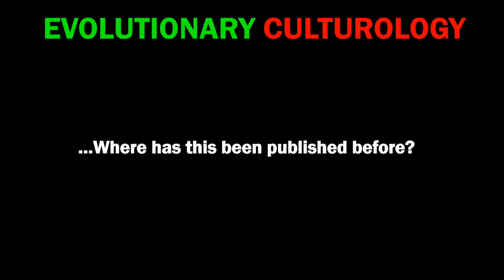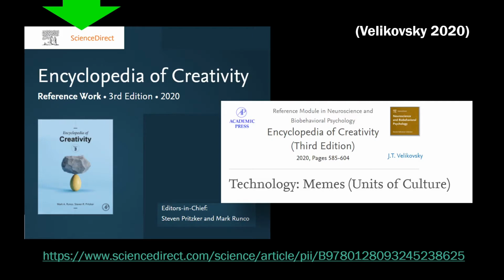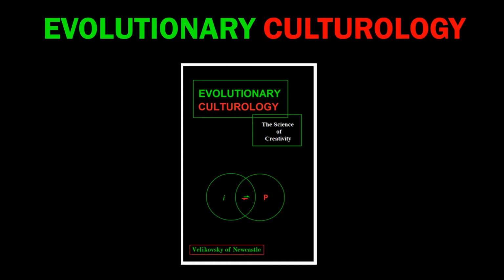Where has this been published before? In 5 other articles, first in 2016 as a book chapter, then reprinted in various encyclopedias and AI books, and this year in the Encyclopedia of Creativity. But the book expands out the information contained in those 5 chapters with more detail and case studies and information.